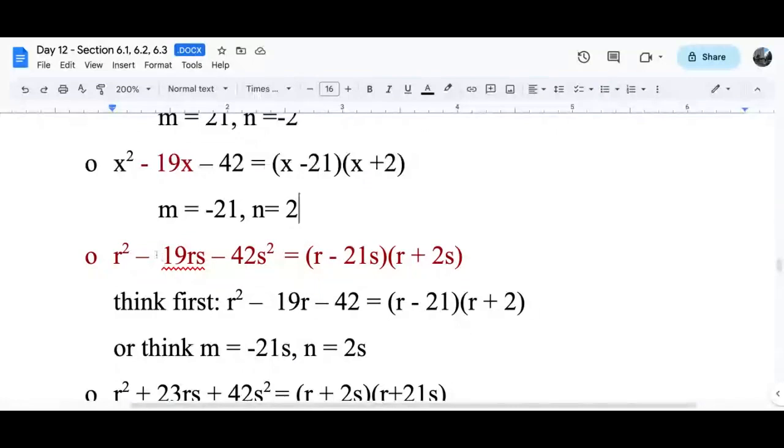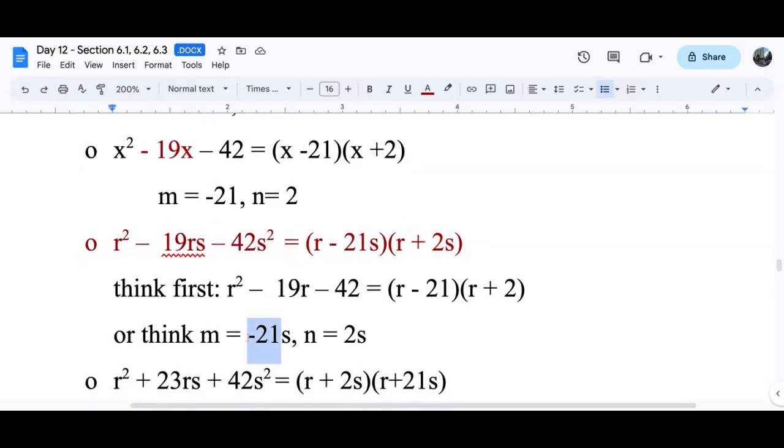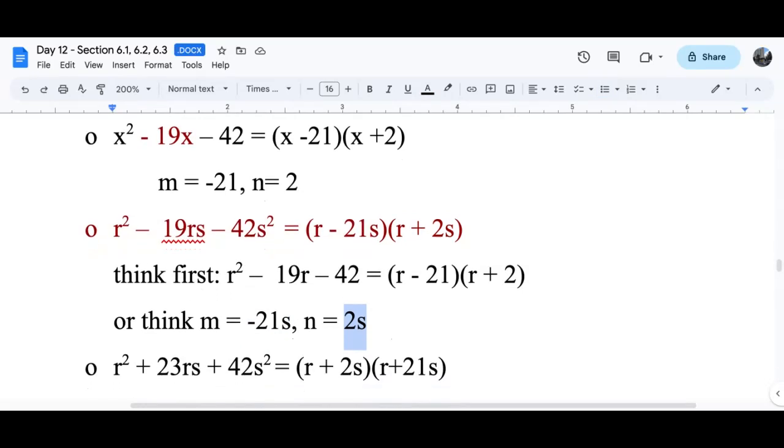Well, let's see this one. The middle term is negative 19rs, then we have 42s squared. All we have to do is just add s to the factors. Before we had x minus 21, x plus 2. Now we just have r minus 21s times r plus 2s. So m is negative 21s, n is 2s. Anyone has any question?